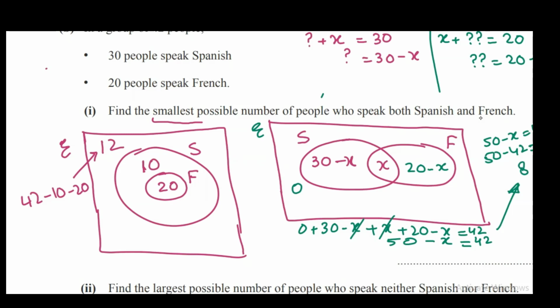So this region will be 12 because 20 minus X is 12. And X was 8. So X is 8, and 30 minus 8 is 22.